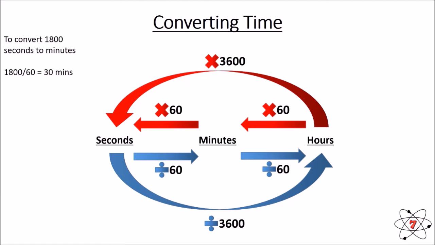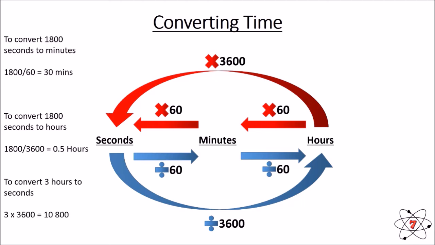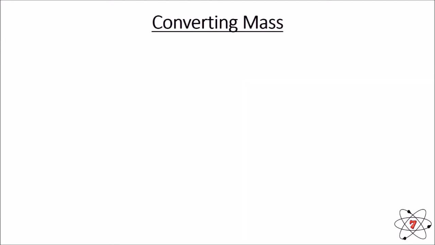I can see seconds to minutes is divided by 60. So 1,800 divided by 60 is 30 minutes. If I wanted to convert 1,800 seconds to hours, I would do 1,800 divided by 3,600, so half an hour. To convert 3 hours to seconds, it's 3 hours times 3,600, which equals 10,800 seconds. Another example of this is converting mass.